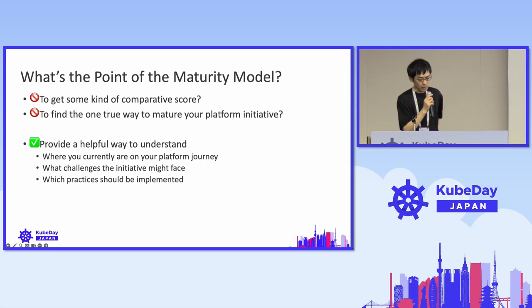So that was an overview of the maturity model. At this point, it's important to mention that the target level and characteristics should be different depending on each platform or organization. Therefore, it's essential to understand your organizational context and to incorporate the model into your platform strategy.